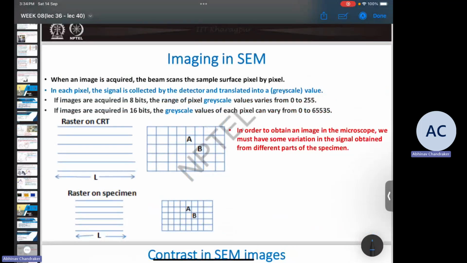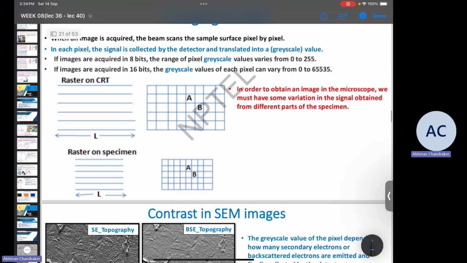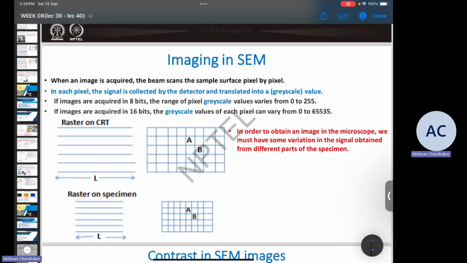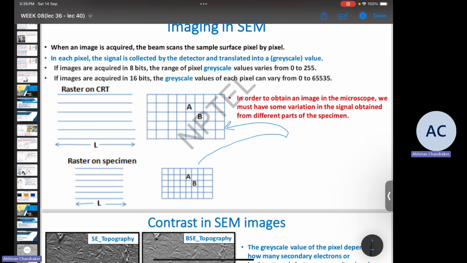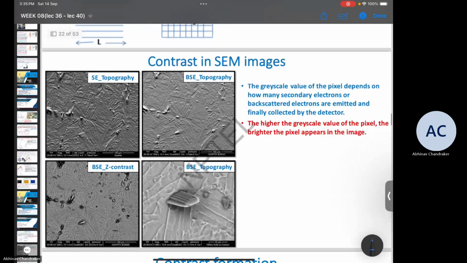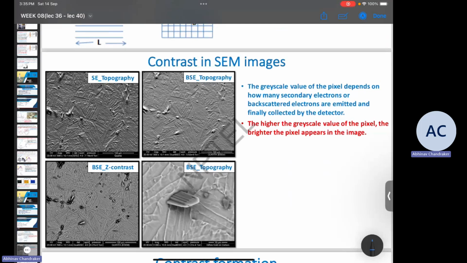Now that I have discussed EDS and WDS, which are the two main methods of analytical spectroscopy, we'll get back to imaging in SEM. How imaging occurs: we have already seen the rastering process and the process by which the scanned area on the specimen can be brought onto a screen like this, and in real time both the scanning on the specimen as well as the formation of the image pixel by pixel on the display screen can take place. Now we'll start looking at contrast formation in SEM.